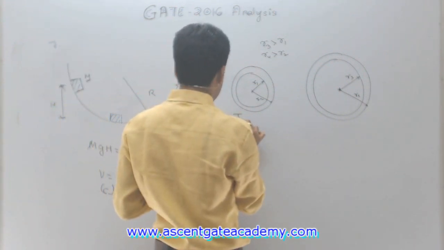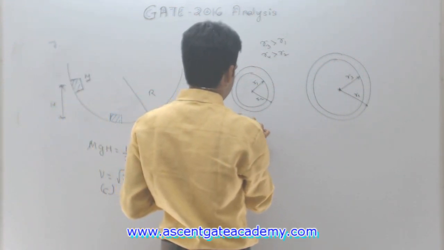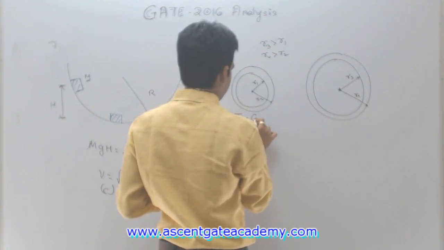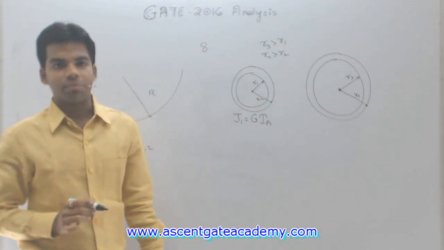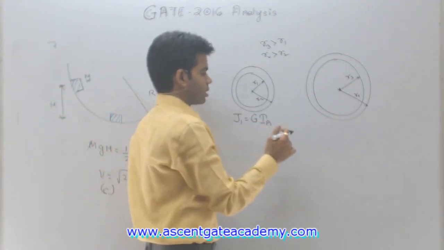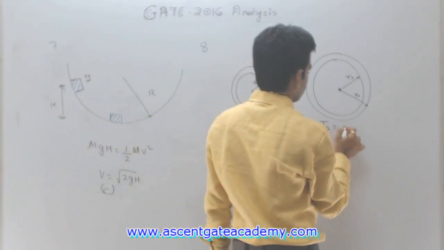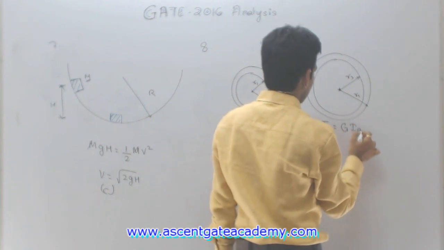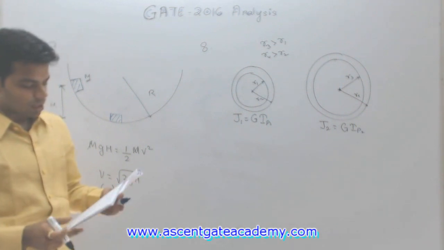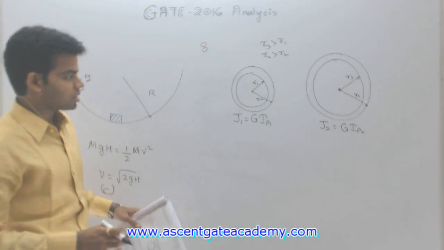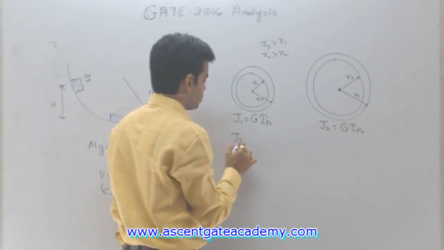Torsional rigidities, that means J1 is given, the torsional rigidity of this, which is equal to G into IP1. IP is what? Polar moment of inertia. Here J2 is given, which is equal to G into IP2. So the torsional rigidities are J1 and J2. We have to determine the ratio of J2 by J1. Okay, so what will be J2 by J1?